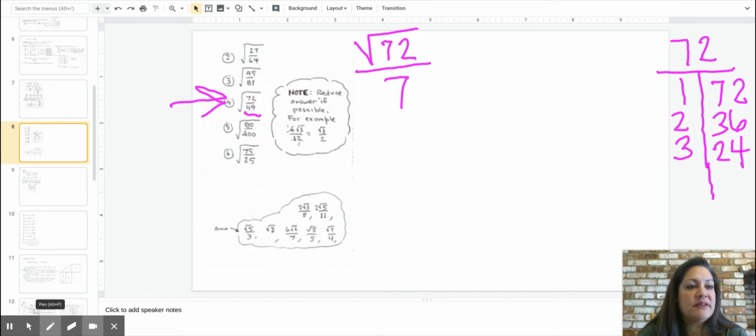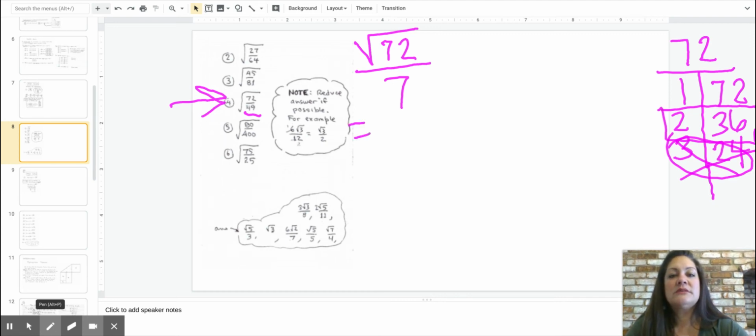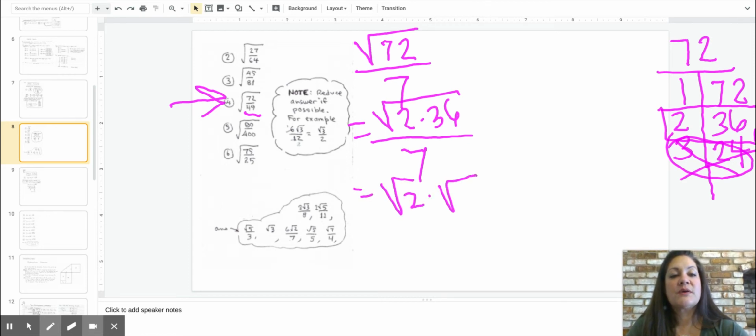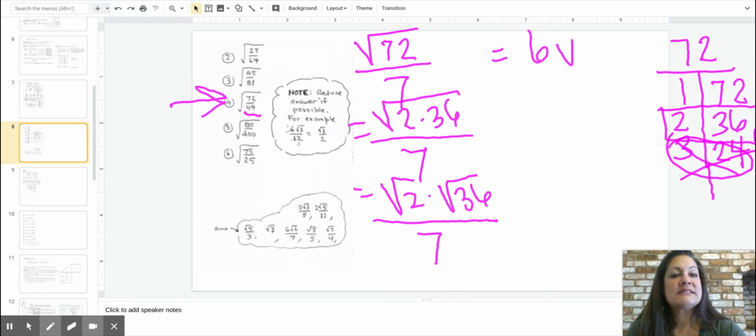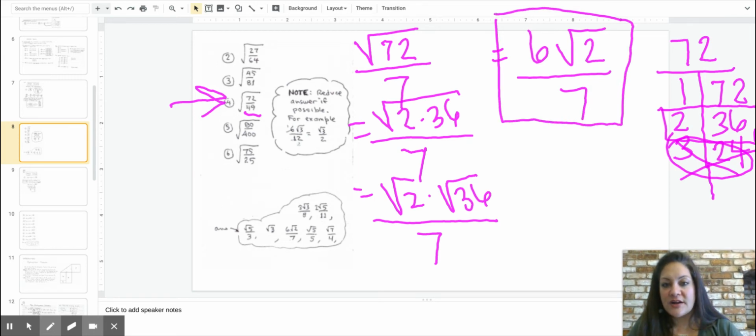Oh, and actually, I don't even need to go further because I see that my numbers are getting smaller. So my largest perfect square is going to be that 36. So equals square root of 2 times 36. We are still over 7. Square root of 2 times square root of 36 divided by 7. Square root of 36 is 6, gives me 6 times the square root of 2 over 7. Okay, let's check our answer key over here. And here it is. Okay, number 4.